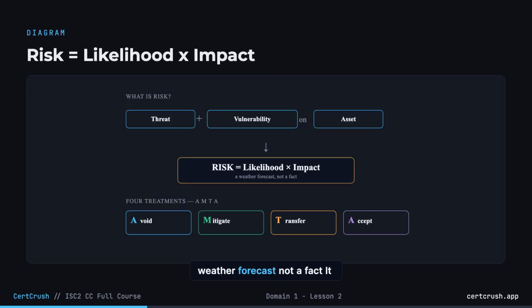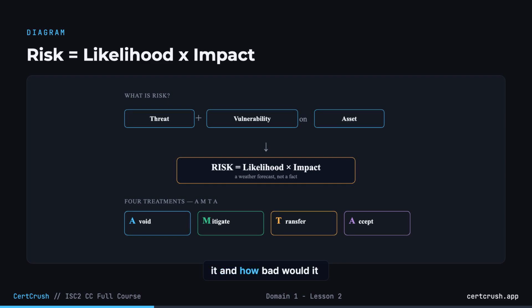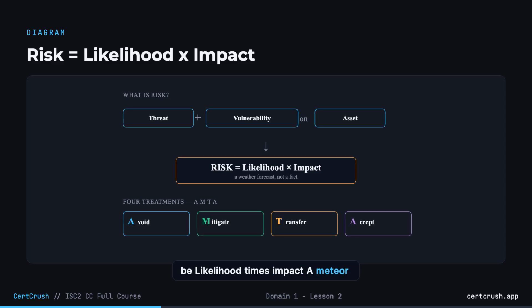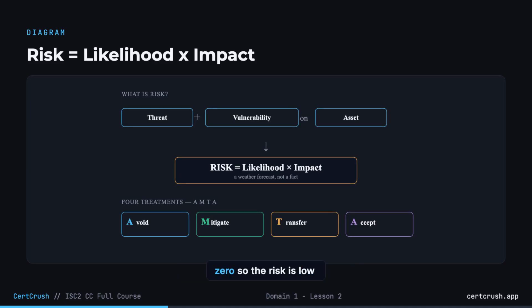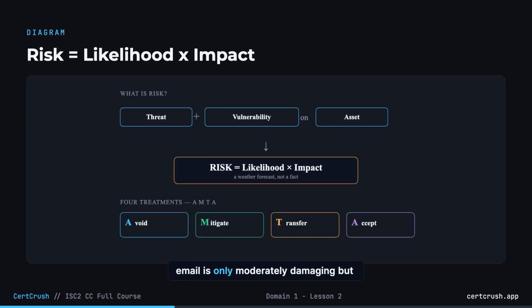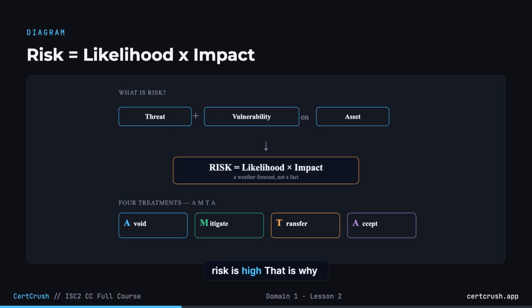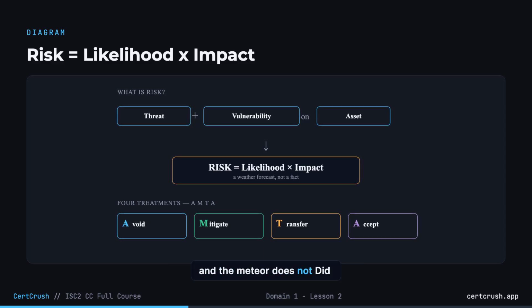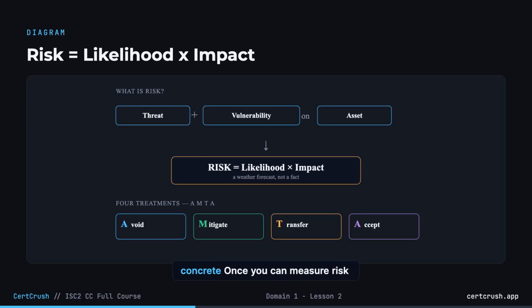Risk is a weather forecast, not a fact. It has 2 parts. How likely is it, and how bad would it be? Likelihood times impact. A meteor hitting your office is catastrophic in impact, but the likelihood is almost 0. So the risk is low. A staff member clicking a phishing email is only moderately damaging, but it is very likely, so the risk is high. That is why the phishing email gets your attention, and the meteor does not. Did that click? If not, hold on, because the next part makes it concrete.